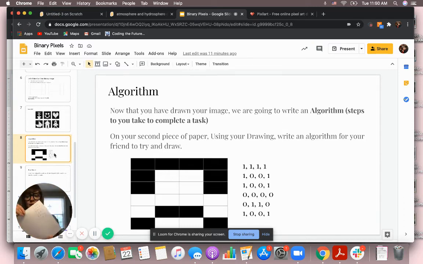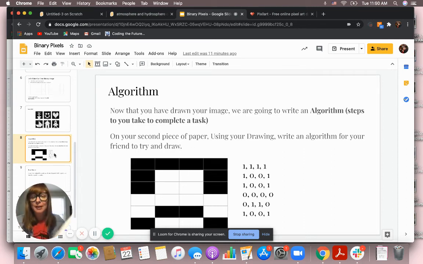Now, what I've done is I've simply taken my image and I have written it in code next. Remember that blacks are 1 and whites are 0. So wherever there is a black, I wrote the numeric 1. And when there was a white, I wrote the numeric 0. And this is my algorithm.